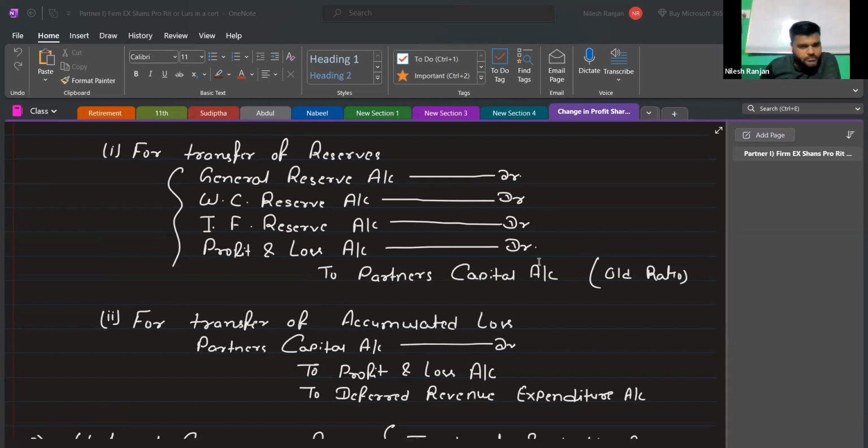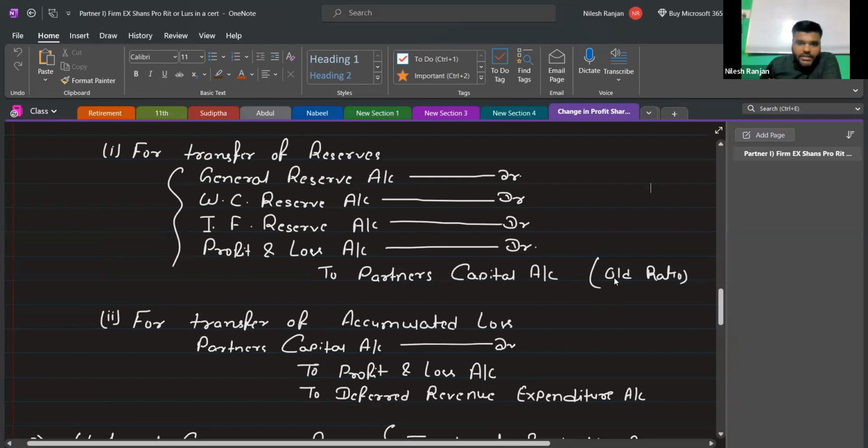General reserve account debit, workman compensation reserve account debit, investment fluctuation reserve account debit, profit and loss account debit, to partners' capital. You can see there is old ratio written in bracket here. So it means we have to distribute these balances in old profit sharing ratio.